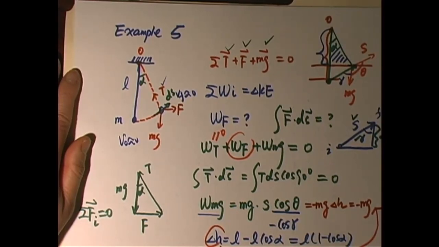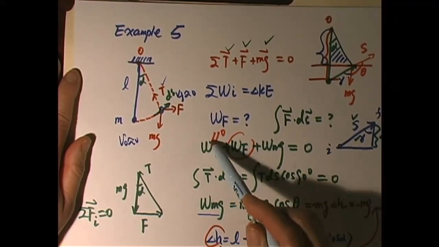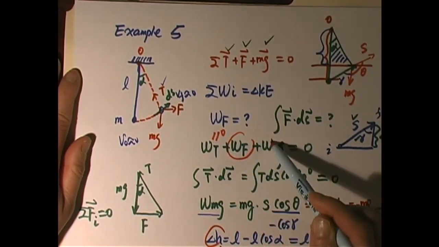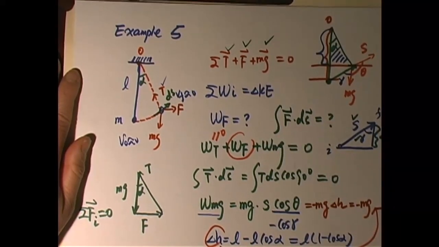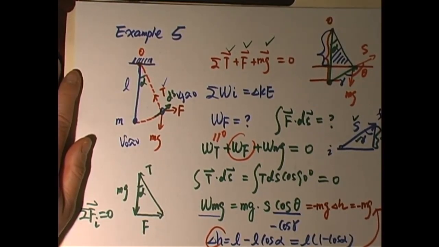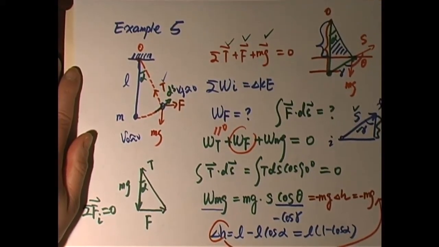Why is the work done by gravity negative? Because when an object goes up, the displacement in the y direction is up and gravity is down, so gravity does negative work. If the object moves back down, gravity does positive work. So you get what is the work done by that variable force, capital F. That's very interesting.